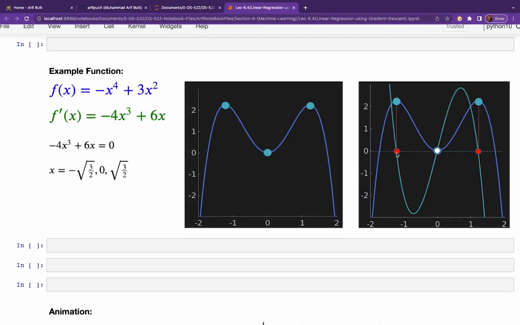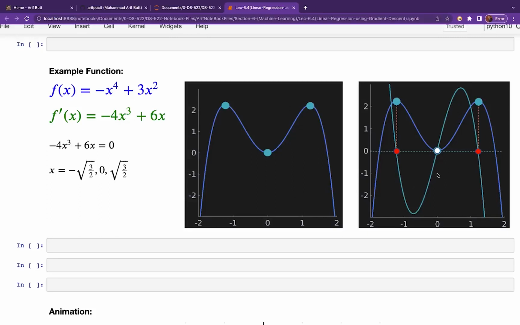Observe that this green curve crosses through the 0 line at 3 points. 2 out of these are maxima and 1 out of these is the minimum. Over here you can see that after calculating the derivative of the function, I have equated it to 0 and solved for x. And since the derivative function is a third order polynomial, we are getting three solutions, and they are x is equal to 0 and x is equal to plus minus square root of 3 by 2.